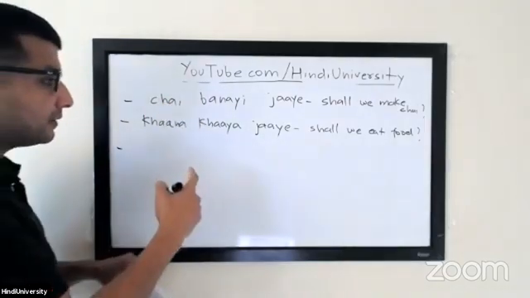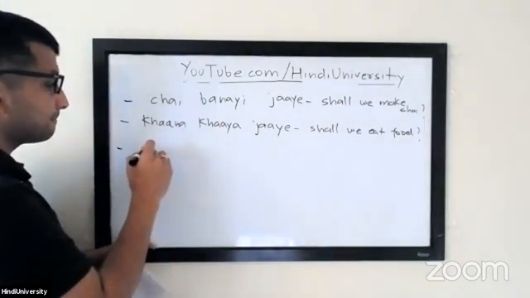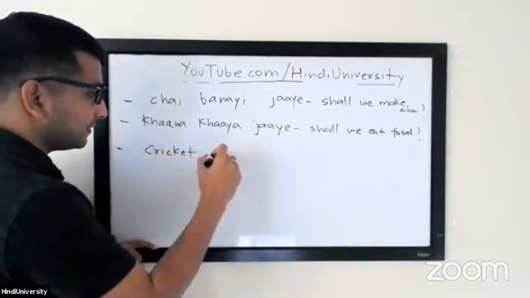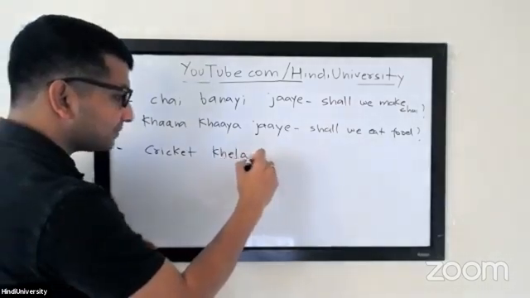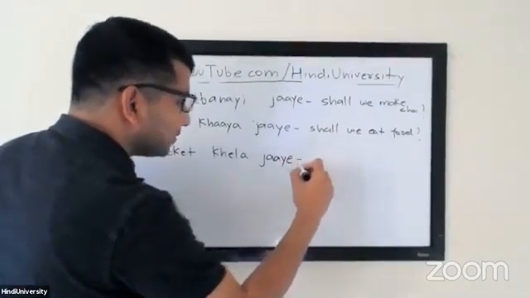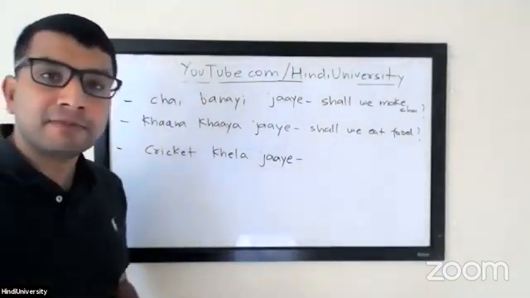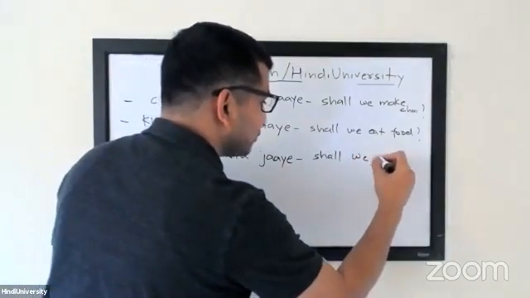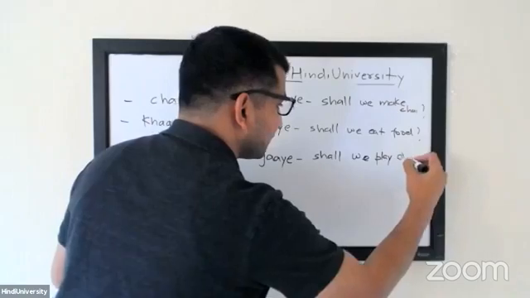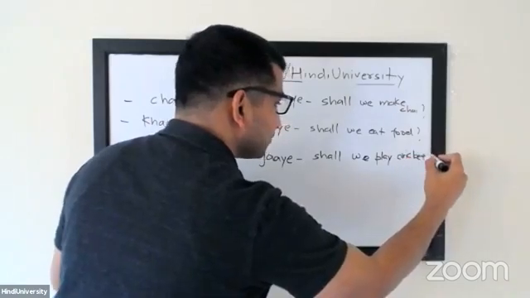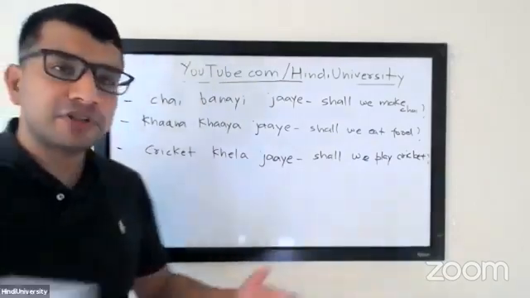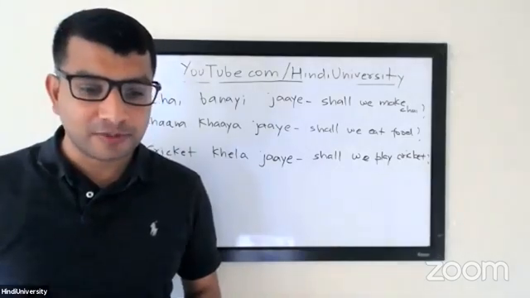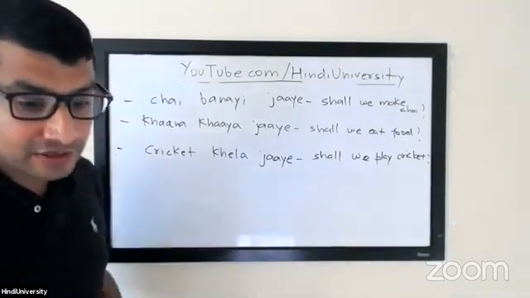So just by this pattern, shall we play cricket would be क्रिकेट खेला जाए. Awesome. Cricket khela jaye. Shall we play cricket or shall cricket be played by us? That's what you mean here. In this case, assume that the scenario is you are with your friends and you are discussing, and then all of a sudden you want to propose, like, should we play cricket? And the answer could be yes or no.